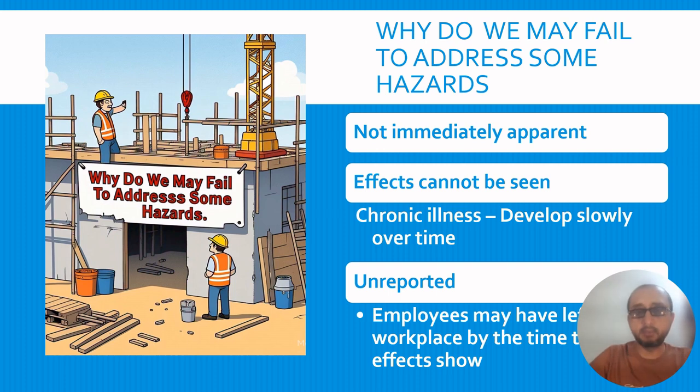So how can we make sure that we don't miss them? Obviously, organizations have to develop a good understanding of those hazards that are present within the organization but not immediately apparent. Then those hazards which may cause chronic illness or diseases. So organizations should have a good understanding of those. Then the reporting mechanism should be so effective that no hazard goes unreported.